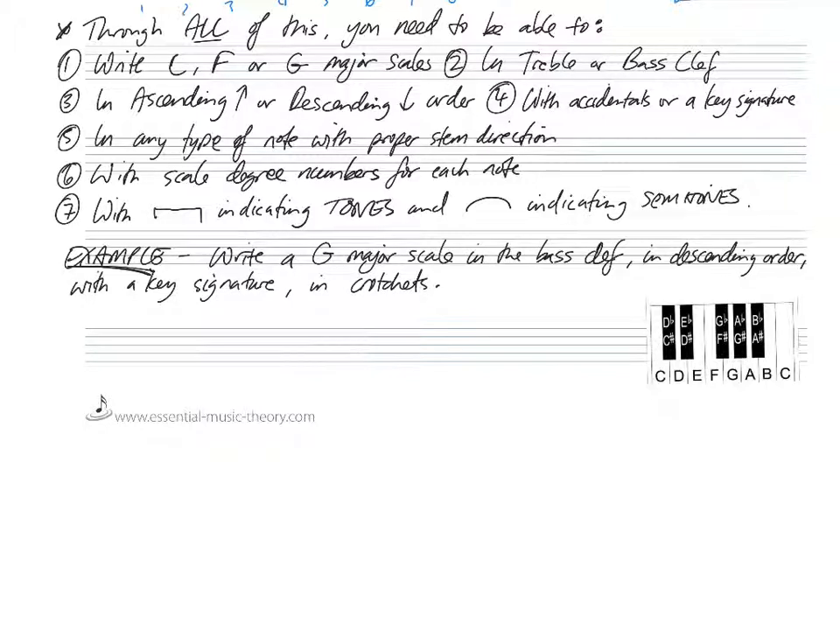So here, I'm going to highlight the important stuff that I need to be able to deal with. I'm doing a G major scale. It's going to be in bass clef. It's going down because it's descending, and I want to use a key signature, and I'm going to write it in crotchets. So, starting off, write a bass clef, the two dots on the top and the second to top line. It's a G major scale, and I need to write it with a key signature.